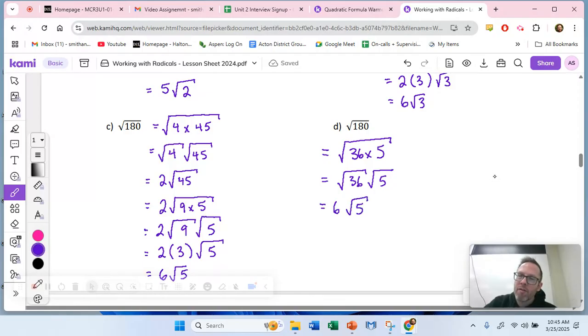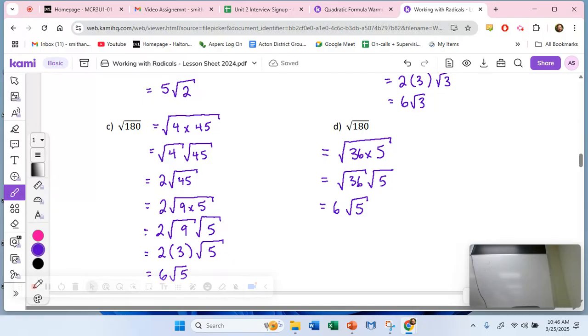The purpose of that exercise was to show you that it is way more efficient to look for that highest perfect square number first. But if you're not sure, you can just start going about your business and doing your best. If you don't get the optimal one right away, then you just have to keep simplifying.